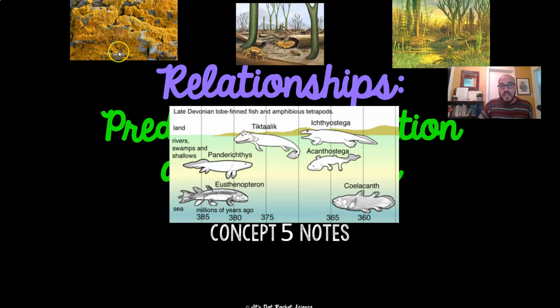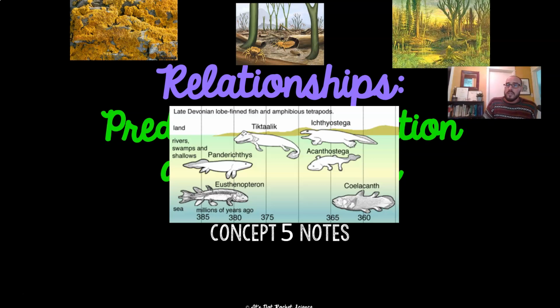But once we have this lichen and these invertebrates and all of this stuff building up soil, now you can start to have these guys living in more shallow areas, right? Because there's not as much runoff, because now there's soil and plants holding it together. And something like Ichthyostega and Tiktaalik can start moving onto land.